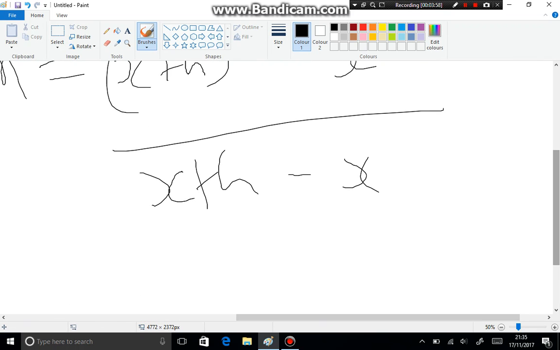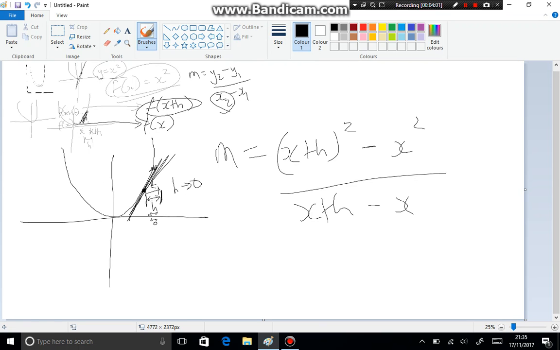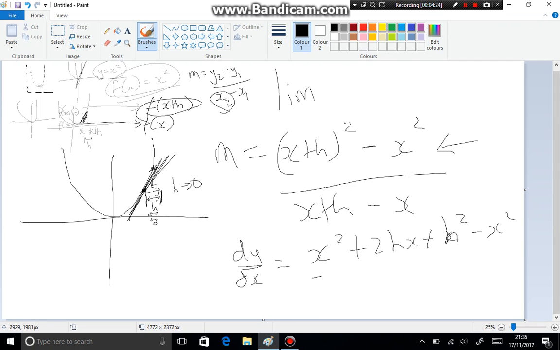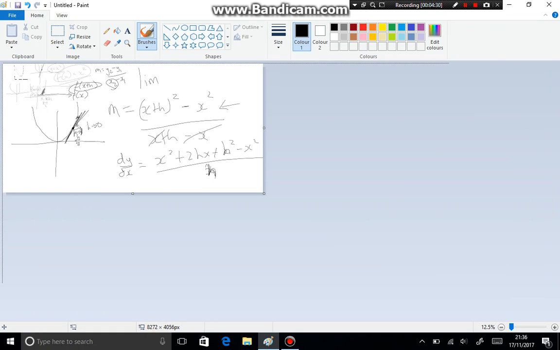Okay, so let me zoom out of this. Okay, so we know dy over dx, which is the differentiation notation, is equal to, now we're going to look at something called limits, and limit is written as lim. Let's simplify this first, just to make our life easier. So we get x squared plus 2hx plus h squared minus x squared, all of that over x, because the x and minus x cancel, making h. Let me just zoom out one more time and make the canvas big.